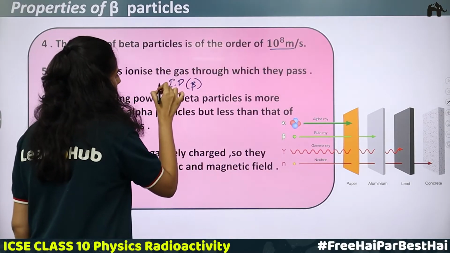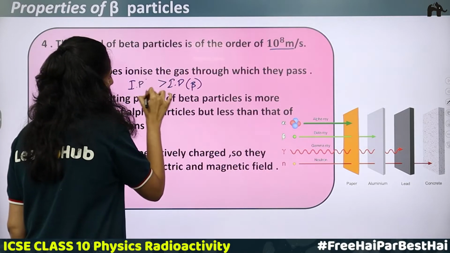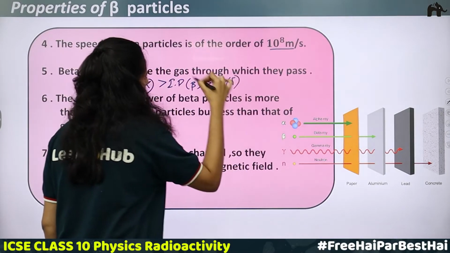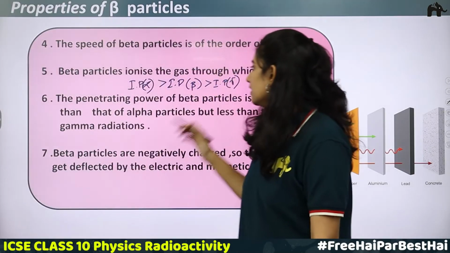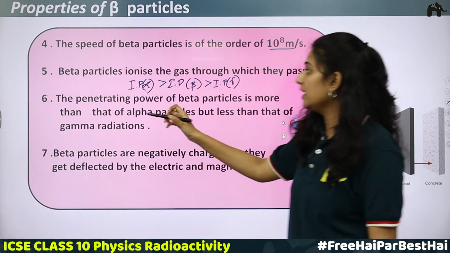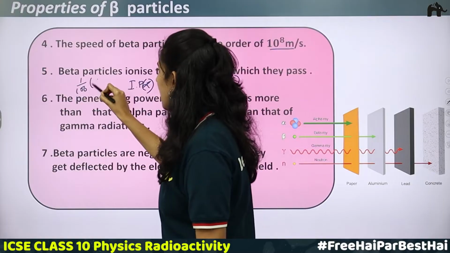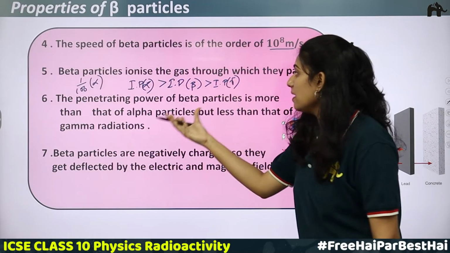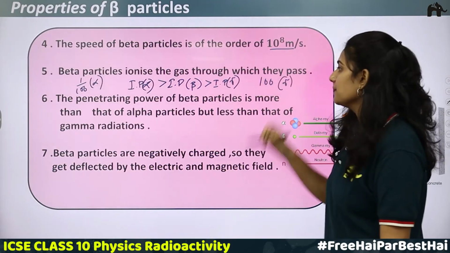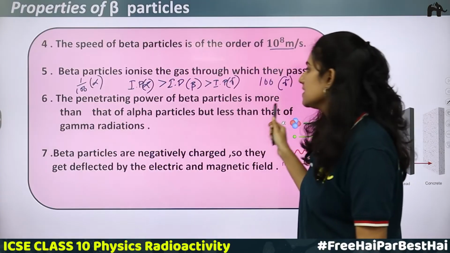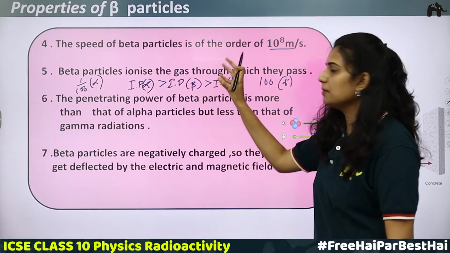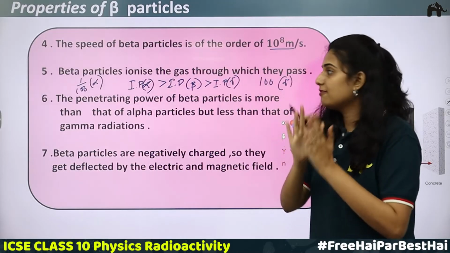Okay, it will be less than the ionizing power of alpha particles and greater than the ionizing power of gamma radiations. That is, when you compare, you can say that the ionizing power of beta particles will be 1 by 100 times that of alpha particles, and 100 times that of gamma particles. Next, the penetrating power of beta particles is more than that of alpha particles but less than that of gamma radiation. So here you can remember, for betas, everything is in between alpha and gamma.